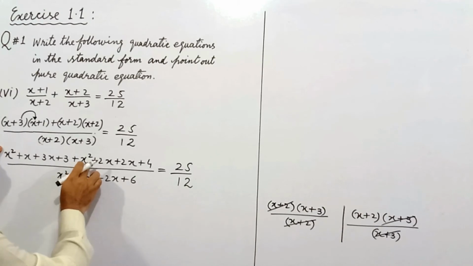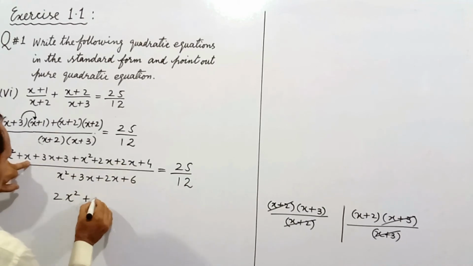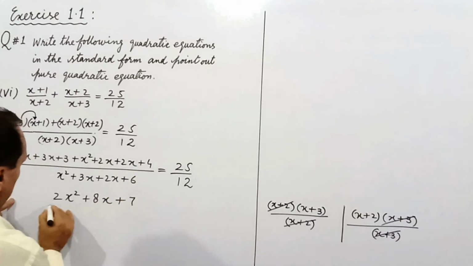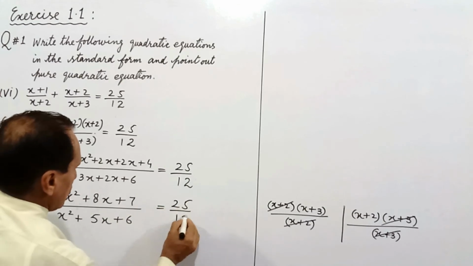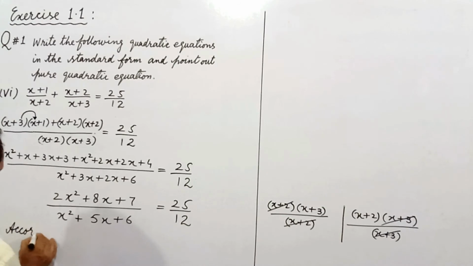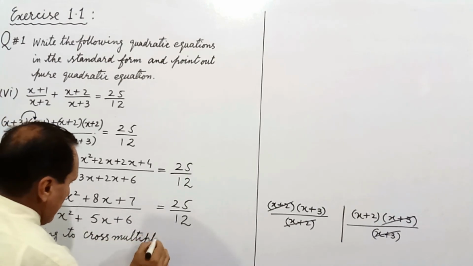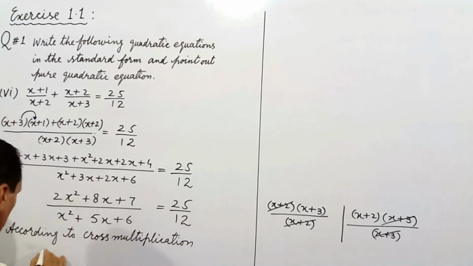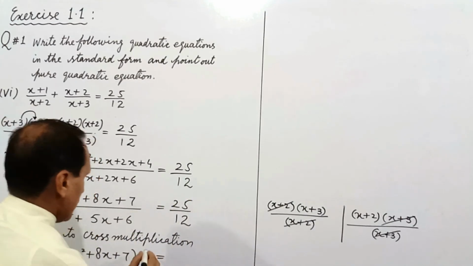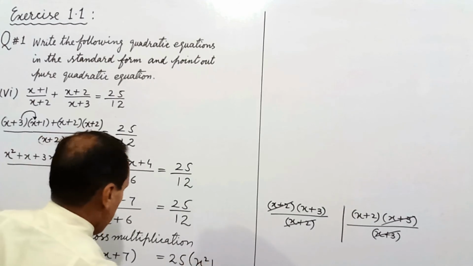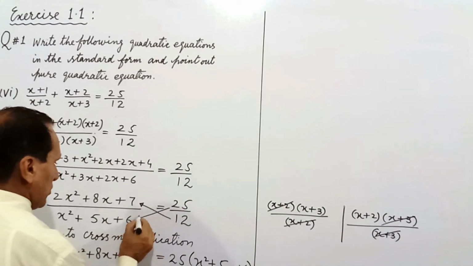Like terms are added as the signs are same. 1 plus 1, 2x square. x plus 3x, 4x, plus 2x, 6x, plus 2x, 8x. We have in the numerator 3 plus 4, 7. In the denominator, we have x square plus 3 twos are 5x plus 6 is equal to 25 over 12. According to cross multiplication, twelve is multiplied to 2x square plus 8x plus 7, and 25 is multiplied to x square plus 5x plus 6. Like 12 is multiplied to this expression and 25 is multiplied to this expression.